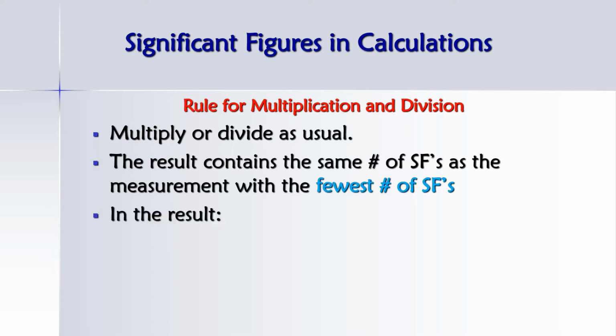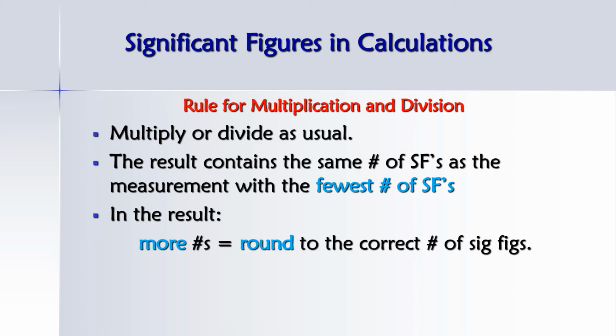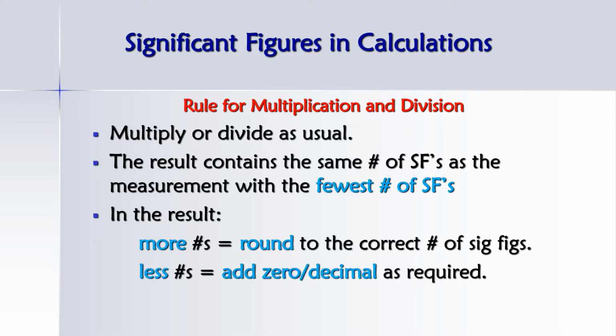You take the one with the fewest number of sig figs, and that's how many sig figs you want your answer to have. So in your result, if you have more sig figs than what you need after you have done your multiplication and division, then you'll just have to round that to the correct number of sig figs. If you get fewer than what you need, you will have to add some zeros or decimals so that you do have the correct number of sig figs in your answer. Okay, so let's look at some examples.